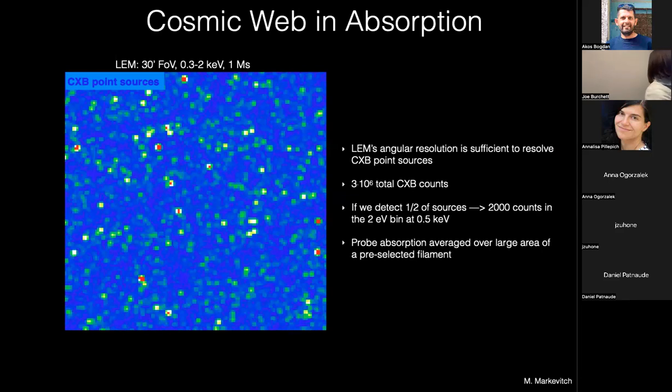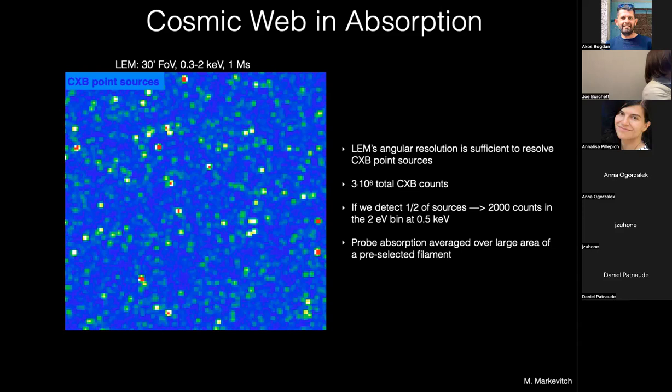This is just a simulation done by Maxim Markevich that also shows, within the LEM field of view, assuming 1 megasecond, how the cosmic X-ray background sources would look. If you detect half of the sources, we may expect about 2,000 counts in the 2 eV beam of LEM at the 0.5 keV energy range, so quite a lot. So now we can take the spectra from individual sources, combine them all together, and look for absorption averaged over the entire large-area field of view.